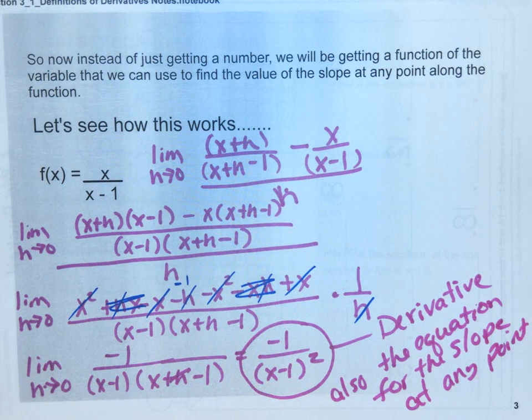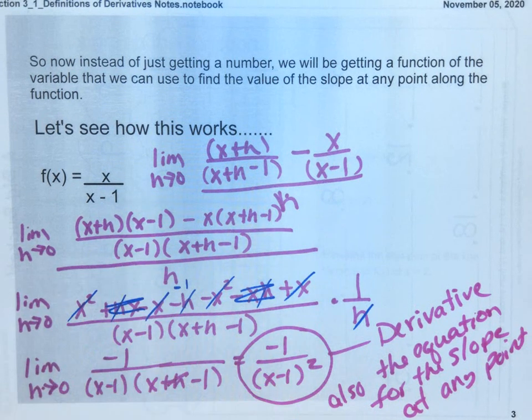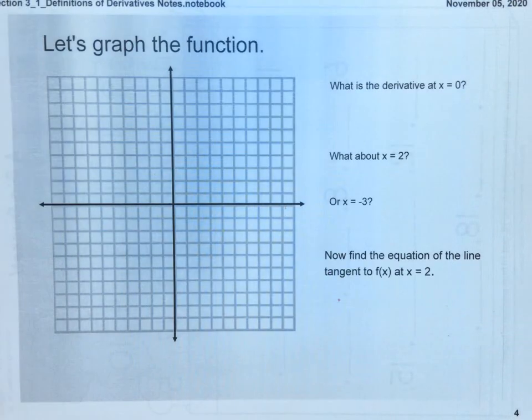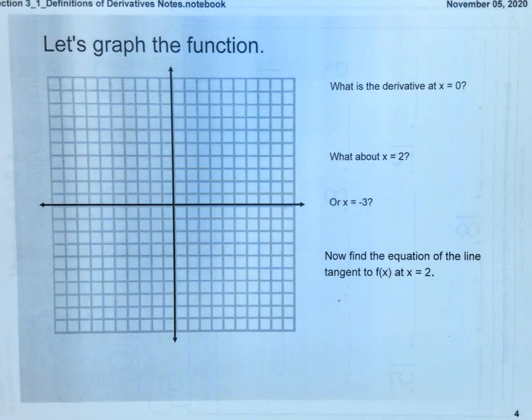So to help us understand that, let's take a look on the next page, which happens to be a graph. Okay, let's graph the function. Let's find a few points here. I'm going to write down our equation up here.